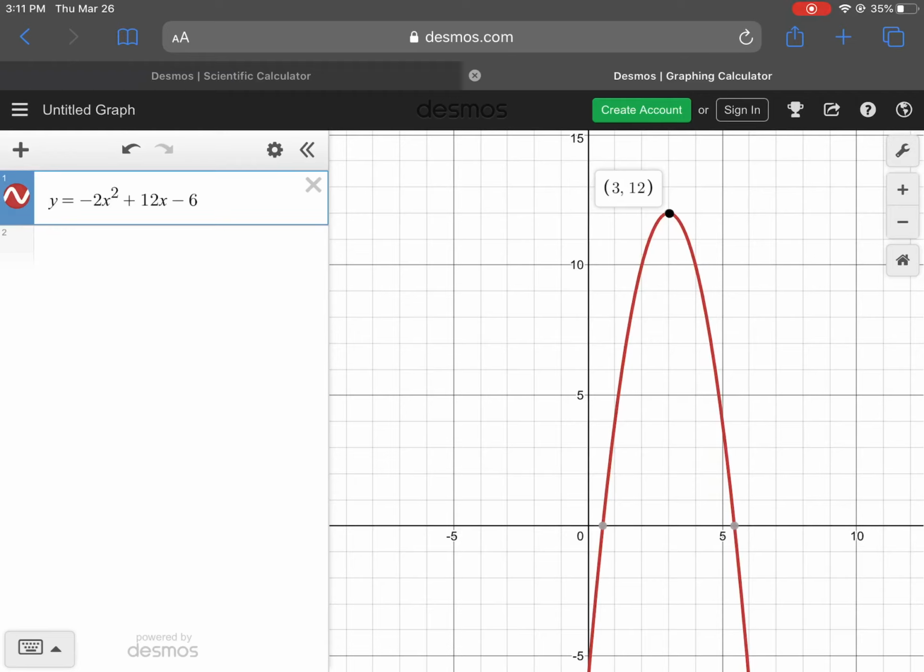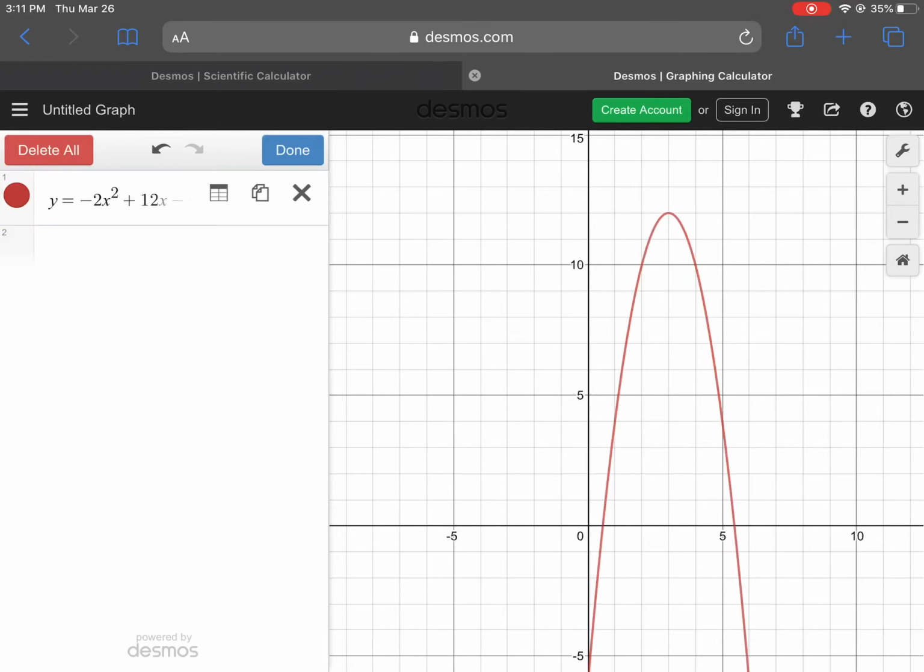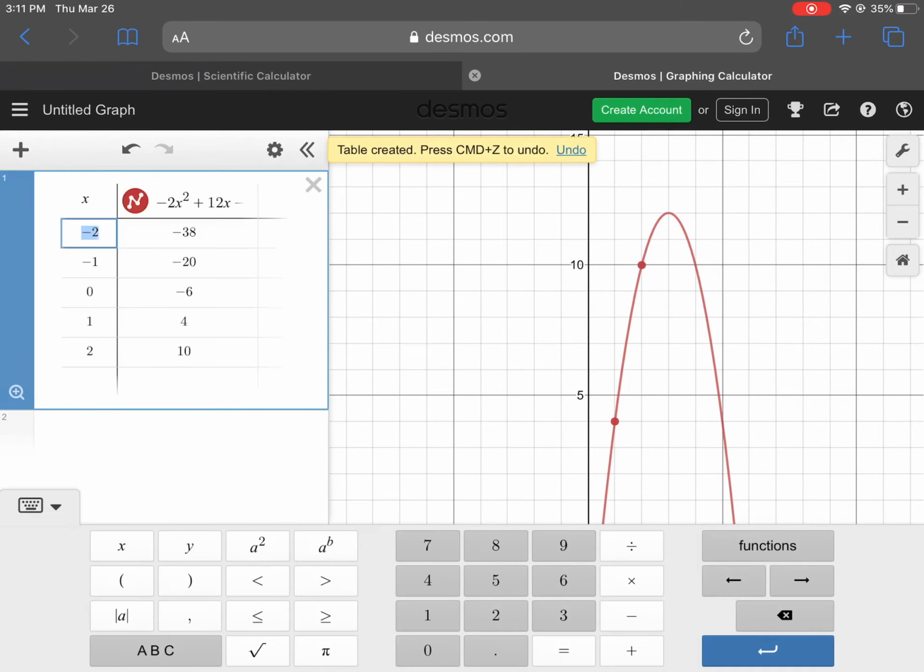So now I want to create a table. When you create a table, remember, there's a gear on top of here that I've highlighted right now that you're going to want to click. You click that, and there's a table button that shows up. Now what you're going to have to do though is the vertex is not going to show up in the middle. So you have to be careful.